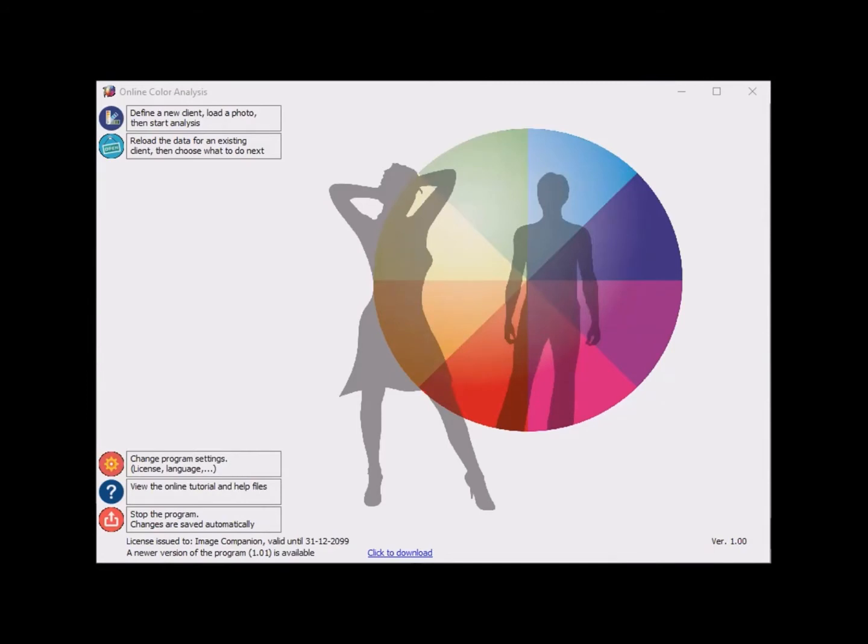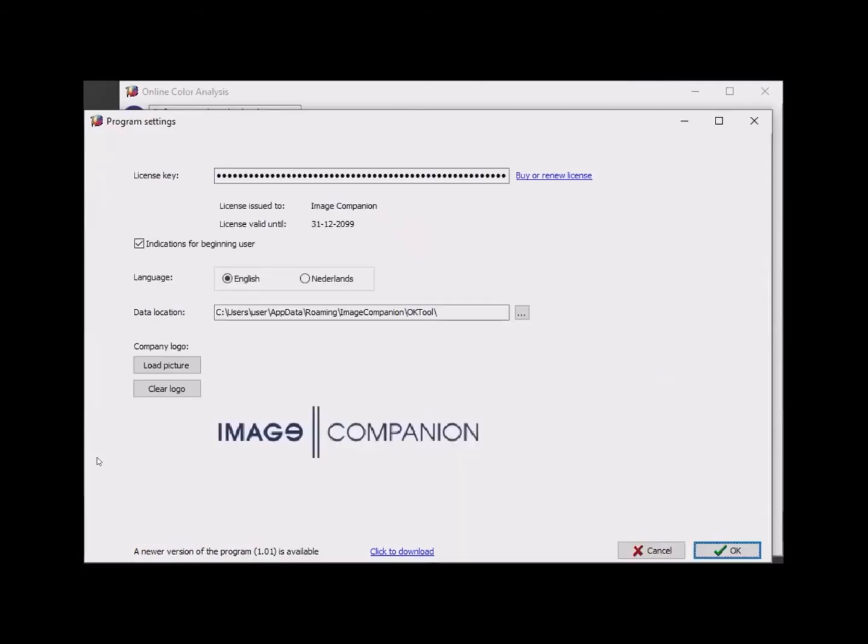The only thing will be that I have a license in here and you probably don't yet. So that's the only difference. Here on the bottom, there are 3 buttons to push, and the first one is the settings. So I click that one. Here you see how the program is set up. So there's a license key in here, or it says buy or renew a license. And you can always find here how long your license will last.